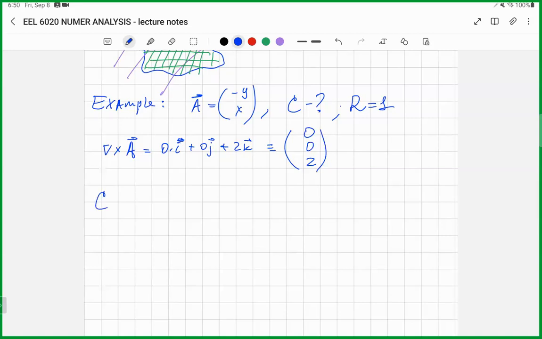In order to find the circulation, we can consider only the z component. The others vanish. So for the z component, I have the 2k vector and then the ds vector. Now we have this dot product of k and ds.